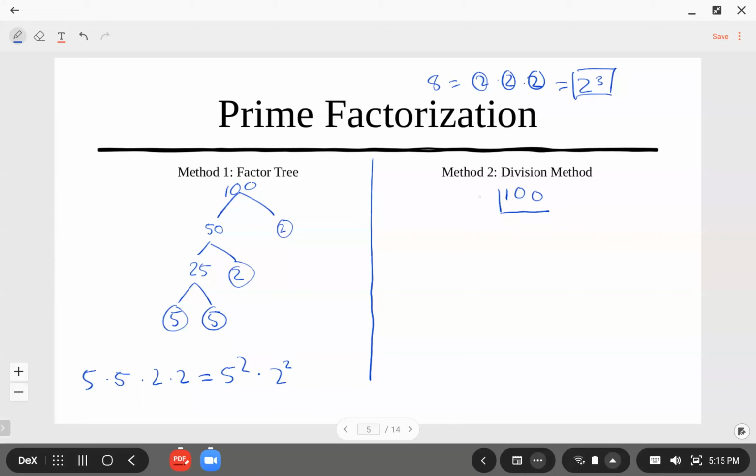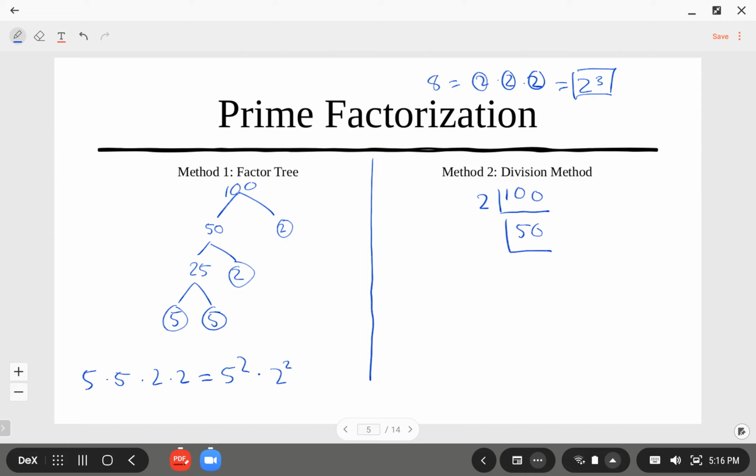So the number on the left has to be a factor of 100, and it has to be a prime number, okay? So let's start off with 2, right? 100 can be divided by 2, and 2 is a prime number, so it fits the requirements. So let's put 2 there. Then what is 100 divided by 2? It is 50, right? So we write 50 beneath it, put it in another box.